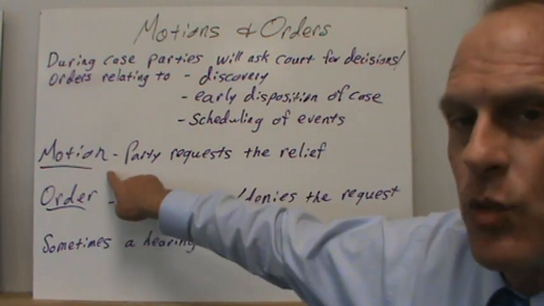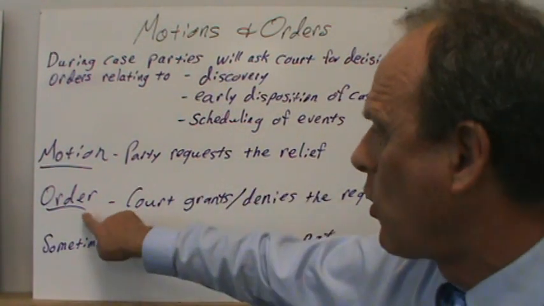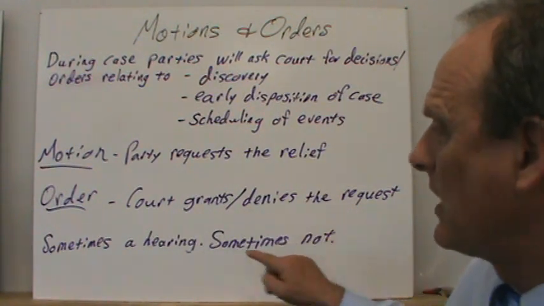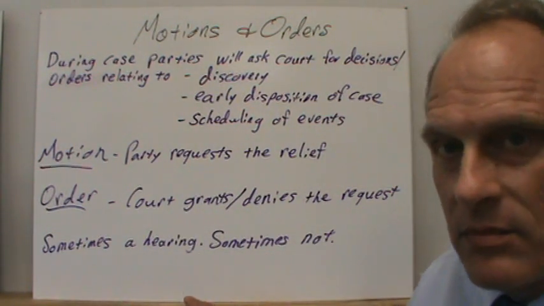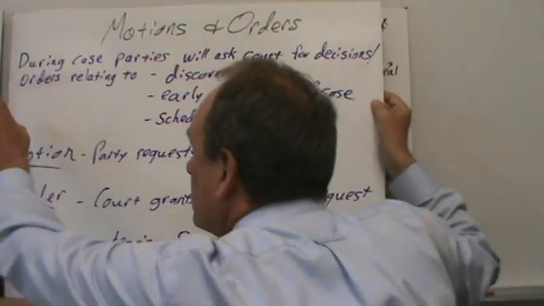The motion is where the party requests what they want of the court, the relief, and the order is a document that the court signs, either granting or denying the relief. Sometimes the court will have a hearing, sometimes they won't.